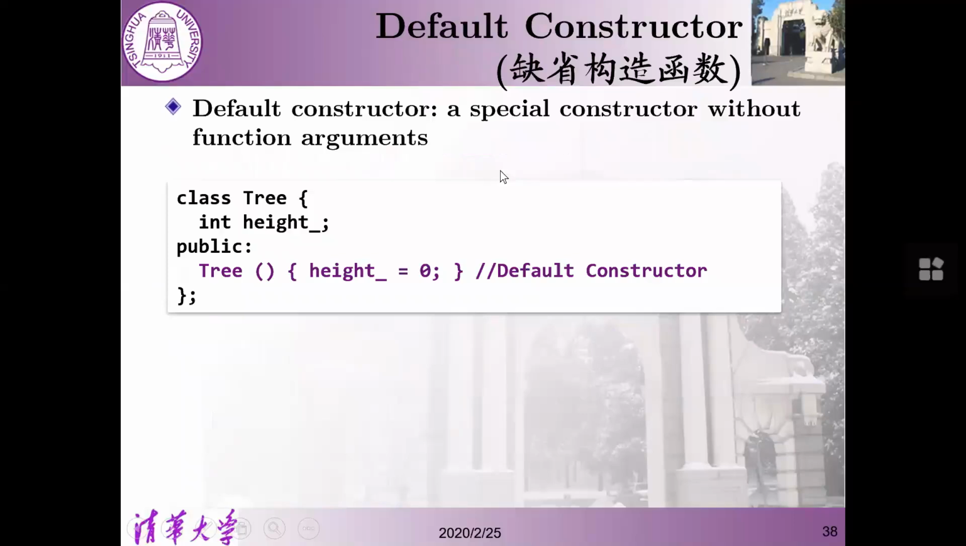Okay, then default constructor. A default constructor is a special constructor without function arguments. For example, it's like this. Let's select this. There's no function argument for this constructor. Then this is a default constructor. Okay, we just remember it: no arguments, then it is a default constructor.